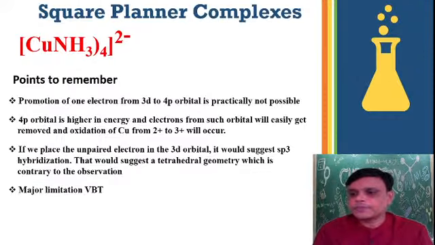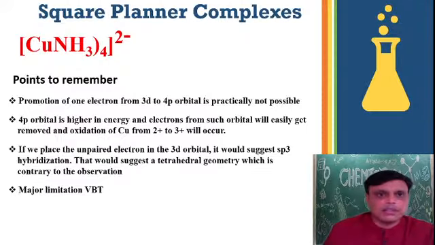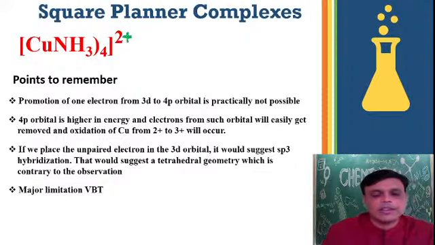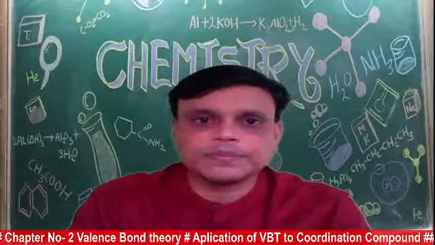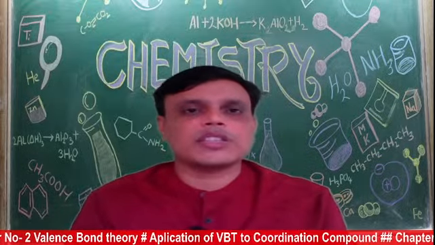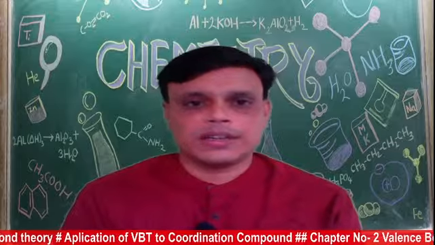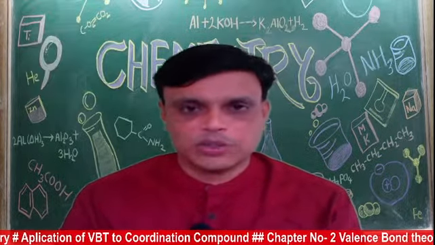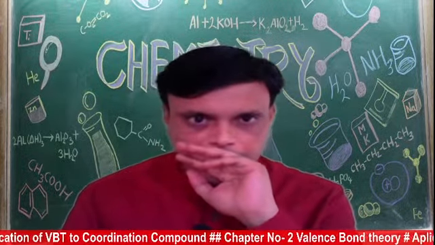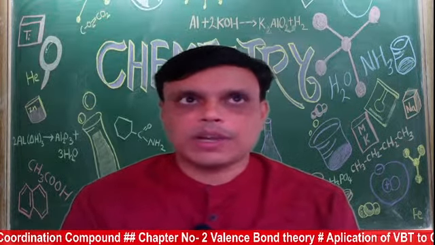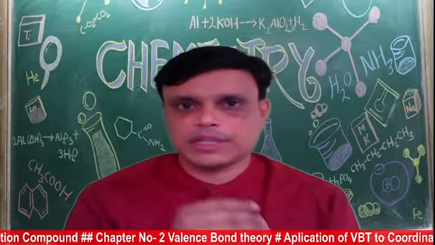So I think we will stop here. Again, here the charge is plus 2, please remember the charge is plus 2. Okay, so with this I think we will stop here, and in the next lecture we will see trigonal bipyramidal geometry and octahedral geometry. In octahedral complexes there are two types of hybridization, d2sp3 and sp3d2. What is the difference between these two types, that we will see in the next lecture.